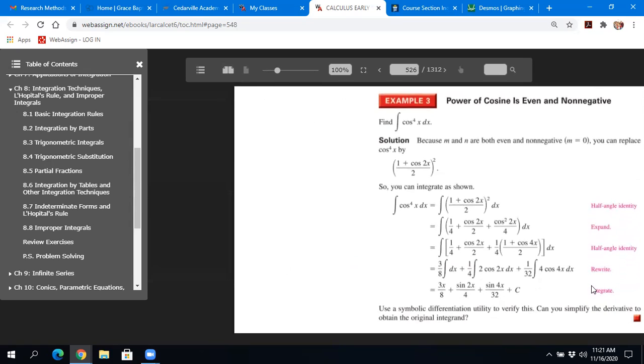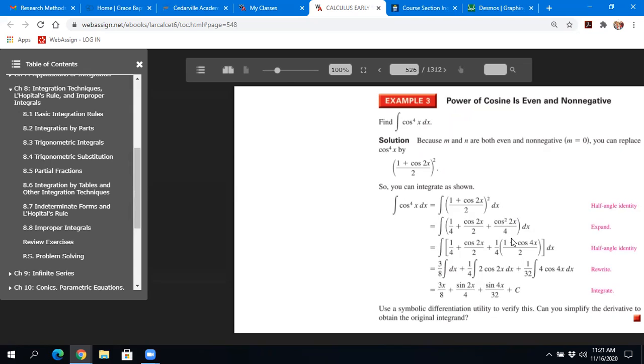Here's one that involves power reduction. Okay, so cosine to the fourth power, what do? Well, you write that as cosine squared squared, then you use power reduction, or use the half angle identity. And then when you square that out, you get another squared right here. So what do you do? What do you do with this cosine squared?